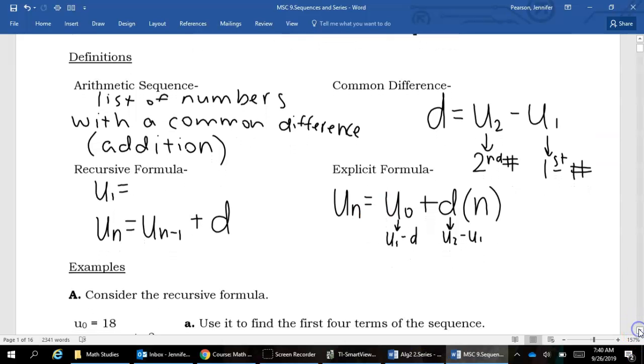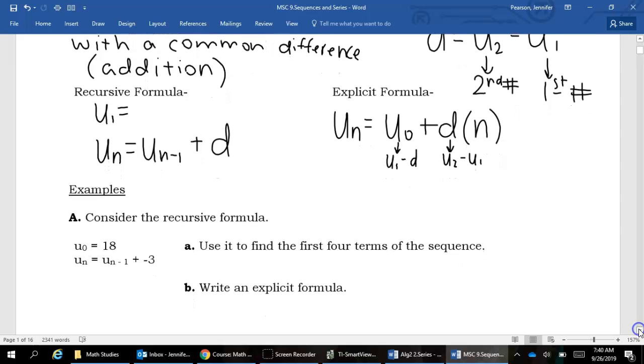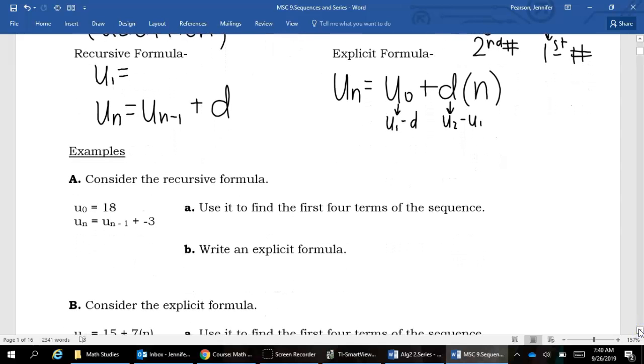Now I think we're going to go on to the examples. I'm going to leave those up there. Example A is giving me an equation in recursive form. So it's telling me the 0 number instead of the first number, like the example I wrote up top. But it's also telling me the rate of change, the common difference. So it's saying that we're going to start at 18, and we're going to change by subtracting 3, subtracting 3, subtracting 3. And I want to use that information to get the first 4 terms of the sequence.